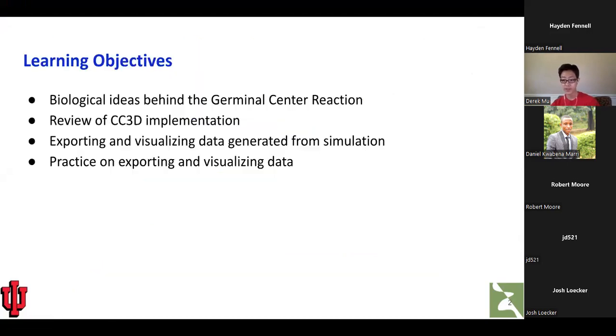I will first give a quick overview of the biological background of the germinal center response. And then I will demonstrate the computational simulation with a walkthrough of the code. I will also talk about how we exported and visualized the data from our simulation. And finally, if time permits, there will be some exercises for everyone to do in terms of plotting the simulation outputs.